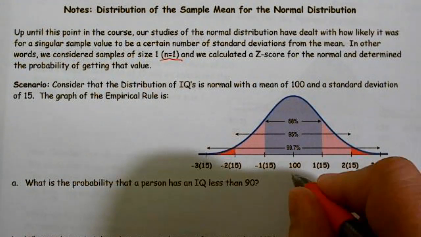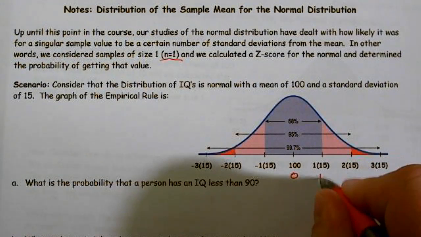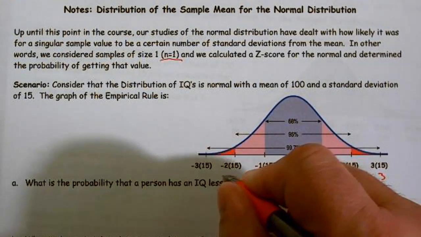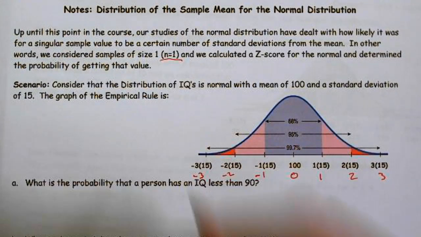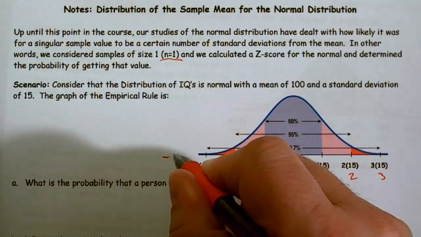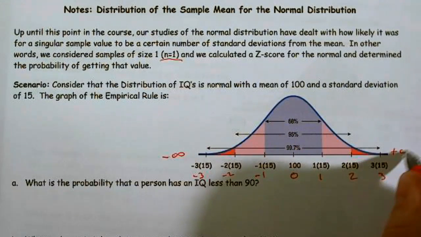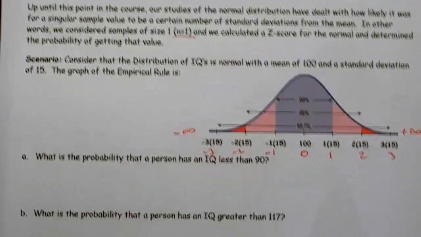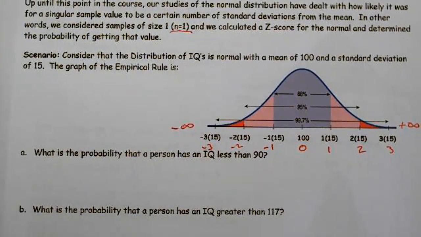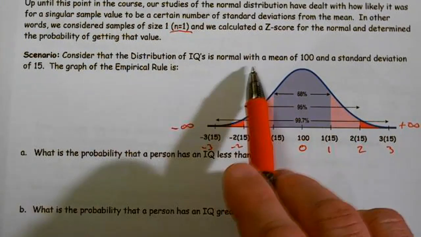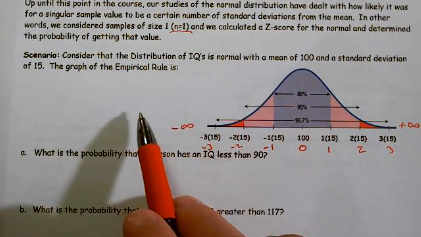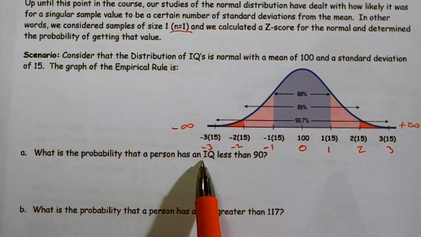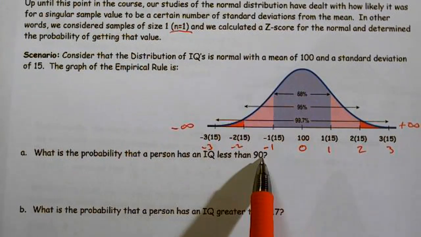You will remember the z-score is centered on 0, +1, +2, +3, -1, -2, and -3, and that the normal curve goes from -infinity to +infinity. Well, the distribution of means works much the same, and just to review what we've done, our first question is: consider the distribution of IQs as normal with a mean of 100 and a standard deviation of 15. What is the probability that a person has an IQ less than 90?